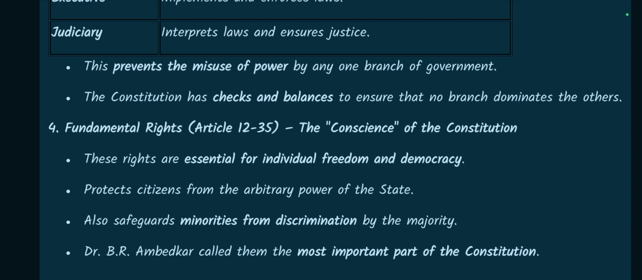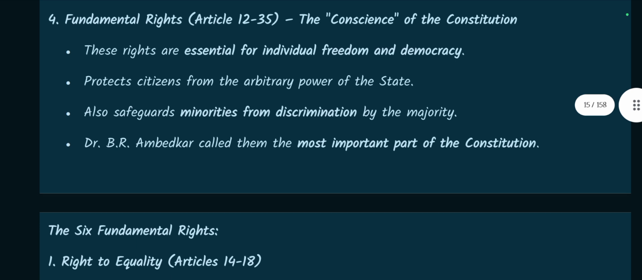Number 4. Fundamental rights. Article 12 to 35, the conscience of the Constitution. These rights are essential for individual freedom and democracy, protect citizens from the arbitrary power of the state, and also safeguard minorities from discrimination by the majority. Dr. B.R. Ambedkar called them the most important part of the Constitution.